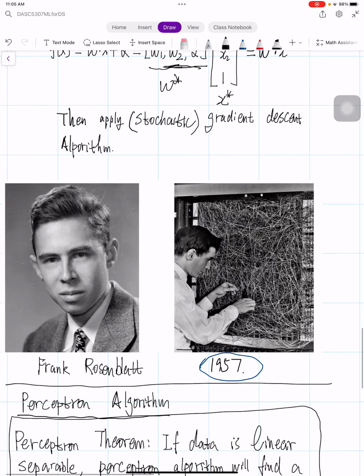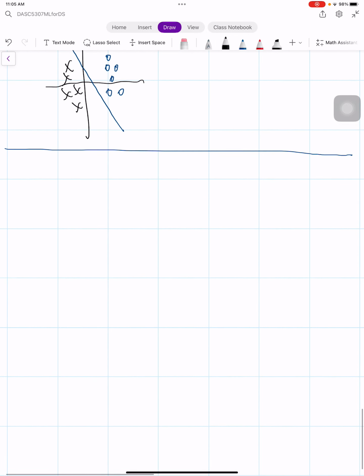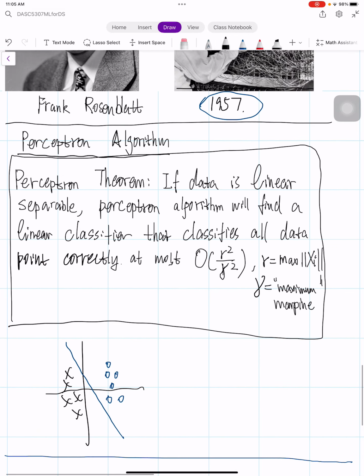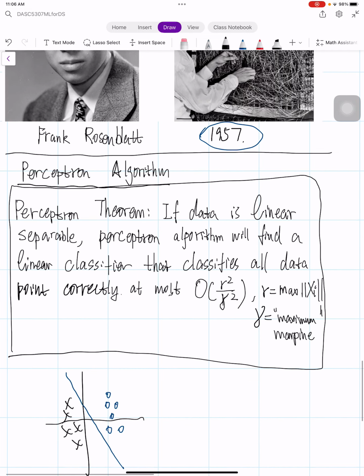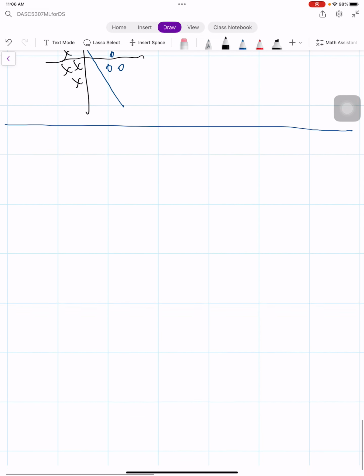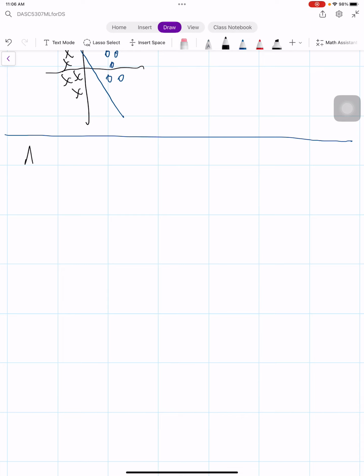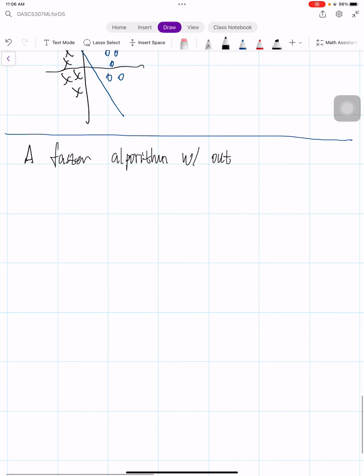And nowadays, there is even a better algorithm doing the job faster and without worrying about this learning rate. So now, a faster algorithm without worry about the learning rate.